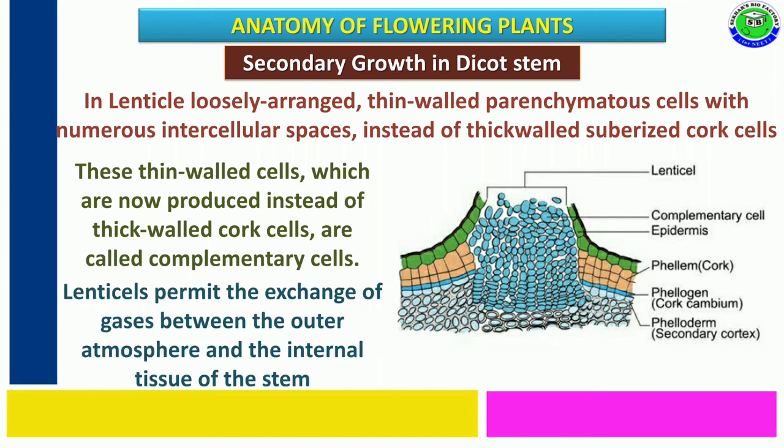The lenticels help to permit gas exchange between the outer surface and the internal tissue of the stem. It is the main function of the lenticel, and the lenticel can lose a very small amount of water in the form of transpiration. So these are the features of secondary growth in dicot stem. Secondary growth is the main characteristic feature of dicot stem.